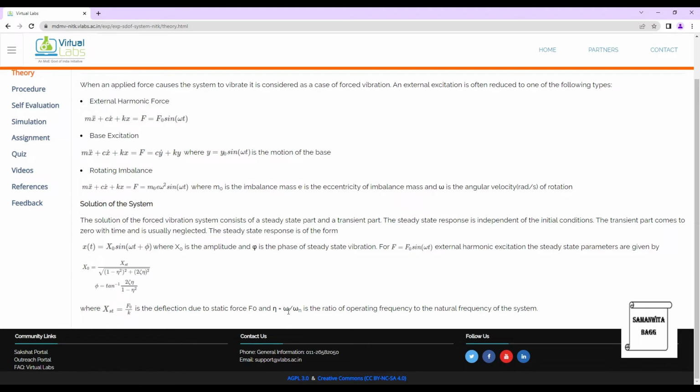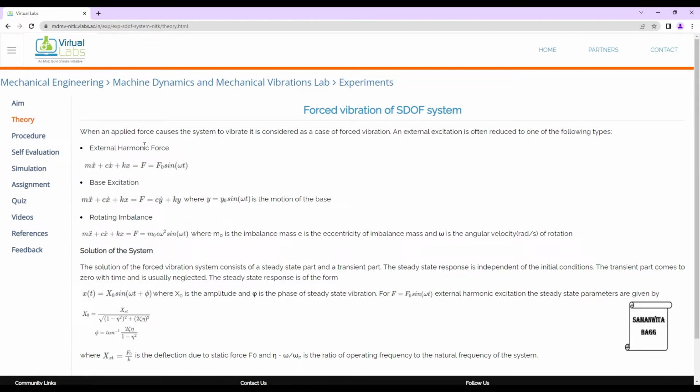So x st stands for the amplitude because of some static deflection or static displacement in the body. Now omega upon omega n is indicated by eta. In certain books it is also indicated by r. It indicates the frequency ratio, showing the frequency of the body, omega upon omega n, that is the natural frequency of the body. So this is how you can find the solution, and numerically you can get the solution of a particular problem using this equation. So we will see how we are going to analyze by using the virtual lab.